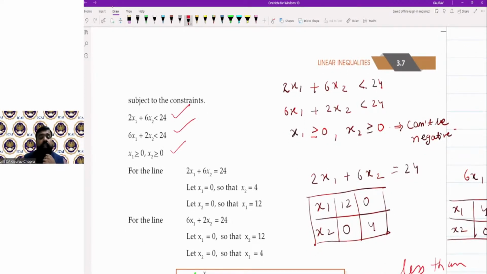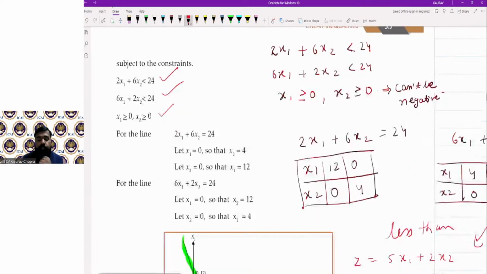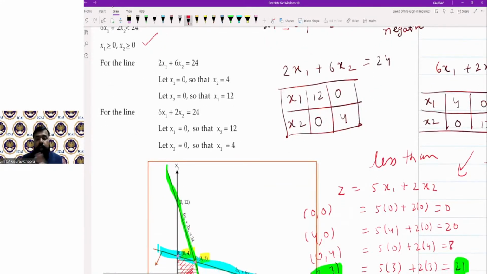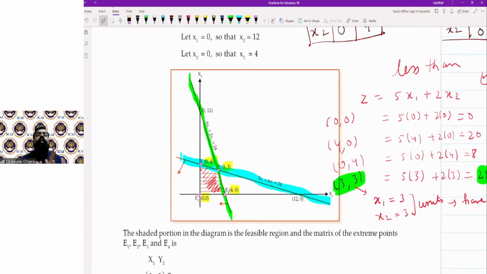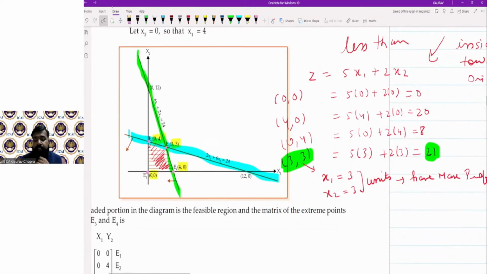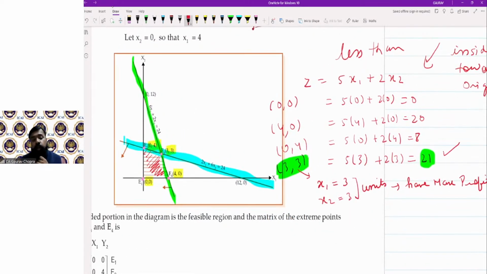Also, we have to write these non-negative constraints because production can never be negative. After that, form the table and plot on the graph. After plotting on the graph, we have to mark the shaded area, and from the shaded area we have to see the points. What are those possible points? And on all those possible points, we have to check where we are getting the maximum value. The point where the maximum value comes, that will be selected.